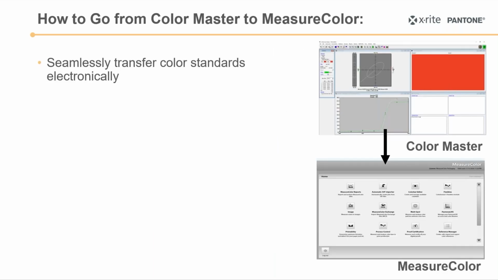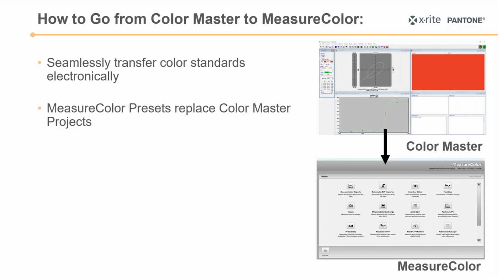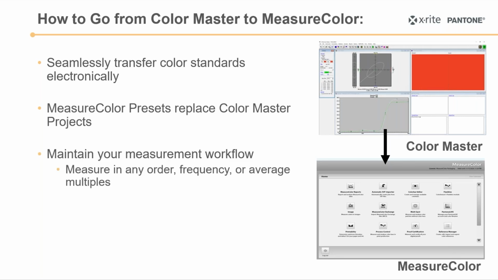So now you may be wondering, well, how do you go from Color Master to MeasureColor? It's actually quite easy. You can seamlessly transfer your color standards electronically from one product to the other. MeasureColor has a feature we call presets that replace Color Master projects. So if you're used to and familiar with projects, we have a very similar technology in MeasureColor that can help you continue working in that way.